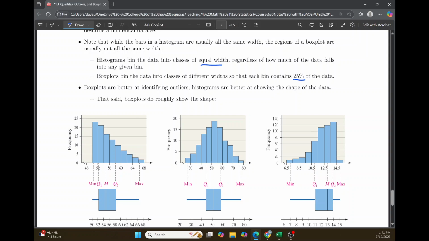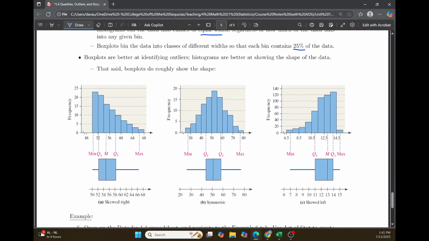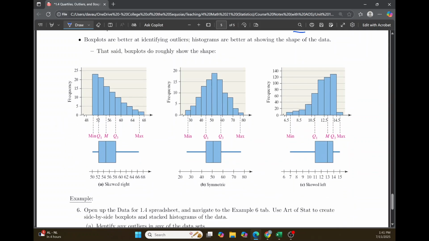And in the same way, I would say you could look at a histogram and kind of tell when you've got an outlier, but a box plot's going to be much better at identifying outliers. So again, we'd like to look at both. But roughly speaking, here's how shapes correspond to one another.